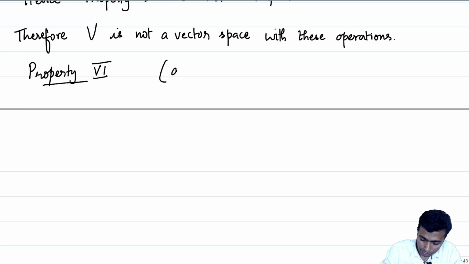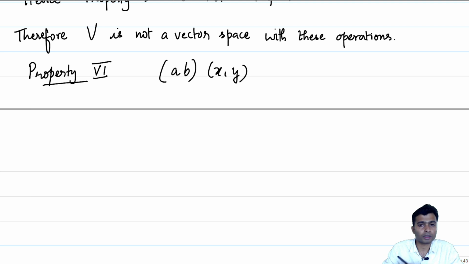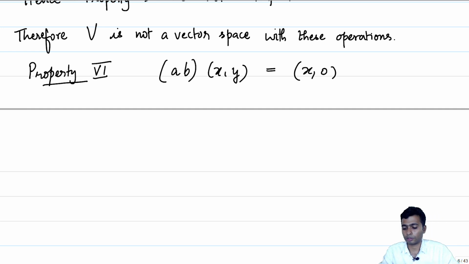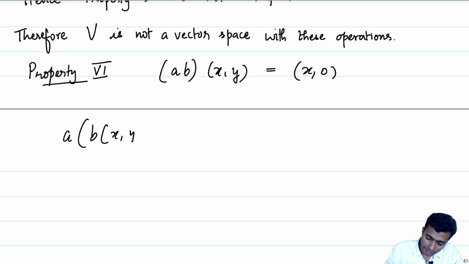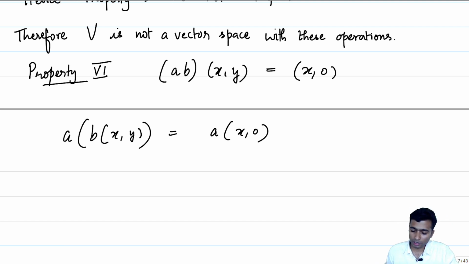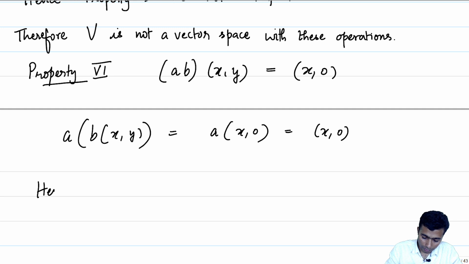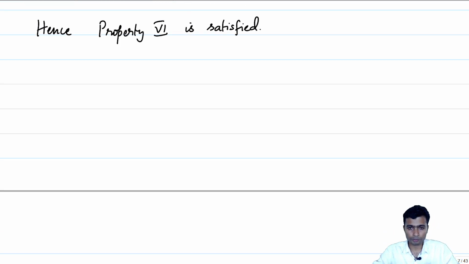Property 6 was about the multiplicative associativity, right? So if you look at (ab) times say (x, y), let me make a quick observation. Any scalar times (x, y) by the scalar multiplication is just going to be (x, 0), the first coordinate and 0 in the second coordinate. But we demand that this be equal to a times (b times (x, y)). And what is this? This is just a times (x, 0), since b times (x, y) is (x, 0), and a times (x, 0) will again be equal to (x, 0). So yes, this is equal. Therefore, property 6 is actually getting satisfied. So that is interesting. Even though property 5 is not satisfied, property 6 is still getting satisfied.